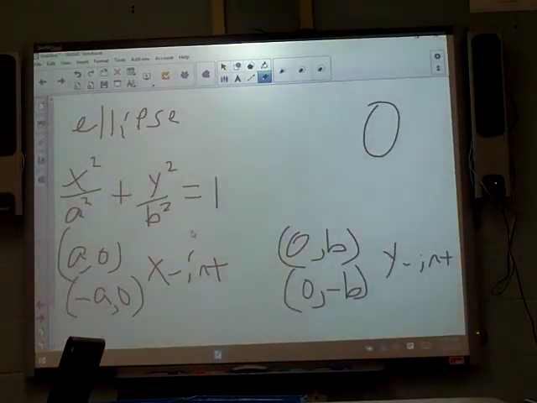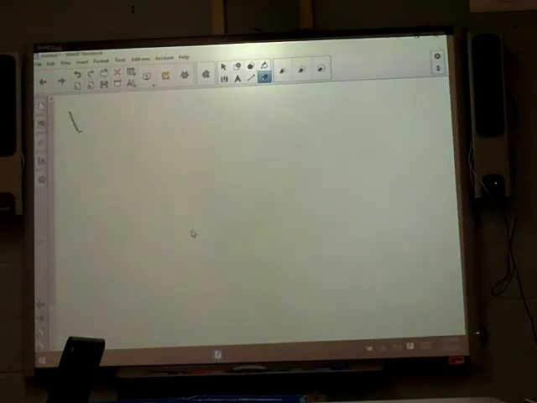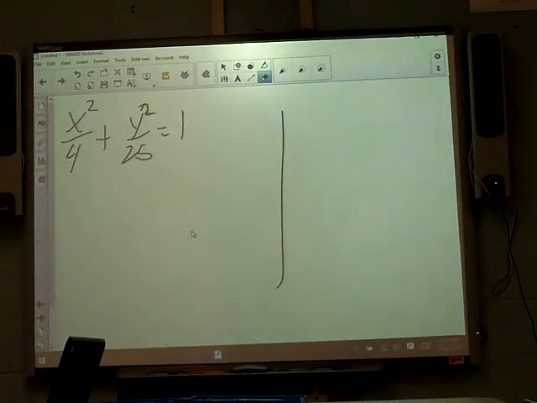Alright, we ready? Okay, I got x squared over 4 plus y squared over 25, so squared up there, is equal to 1. The directions just say to graph. Alright, so we're going to graph this one here.